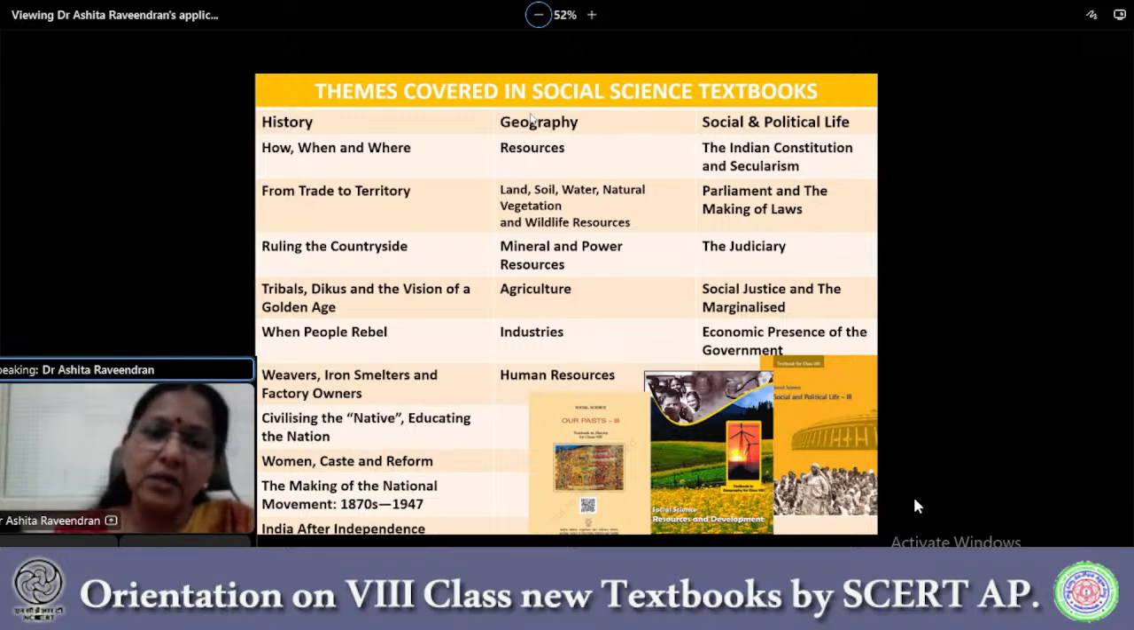We also have a discussion on the Bhopal gas tragedy, where activity sessions have been given, and the child needs to think about it. The child needs to be aware of the issues that happened, the problems associated with them, and how we can ensure that these problems do not happen in the future. So these are the major themes that have been covered in the social science textbooks.